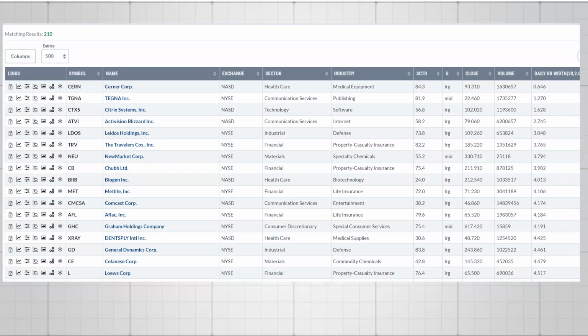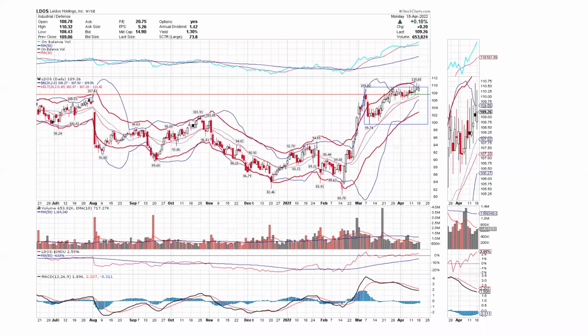210 entries and a whole host of stocks. We did get our sort. We see that our width is narrower at the top of the list, and it goes down and gets wider. So we got the sort we asked for. A wide variety of stocks there. Let's take a look at a couple off the chart. We got 5 for today.